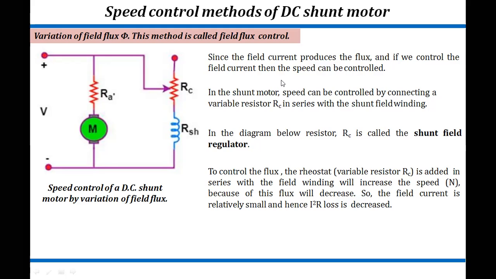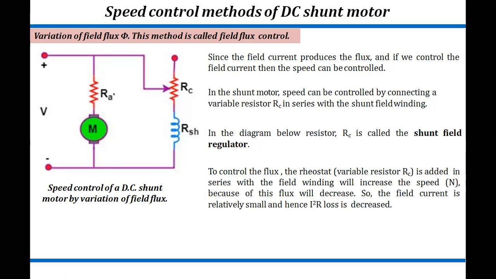Since the field current produces the flux, because we know where flux will be generated: where the field is, there the flux will be generated, because where the field is, there is an inductor. And when we get the inductor, when we give the power supply, the field winding is cut by the conductor, and we will get the generated flux.